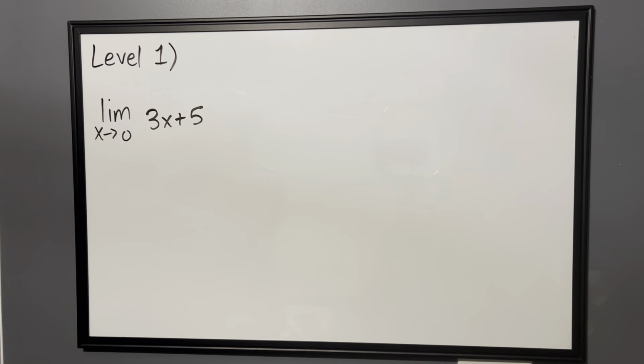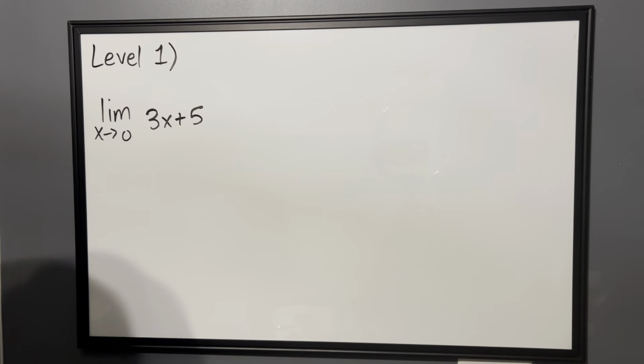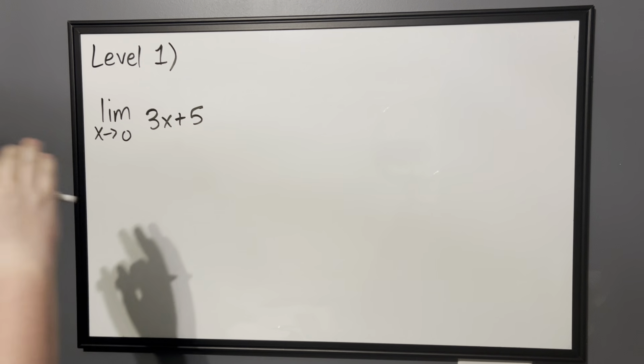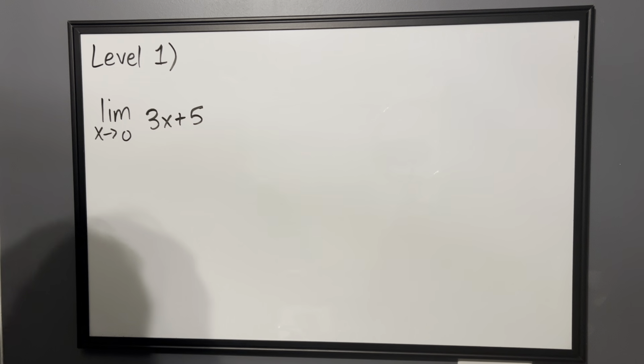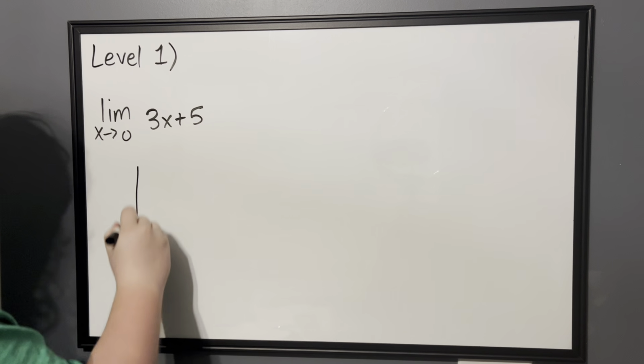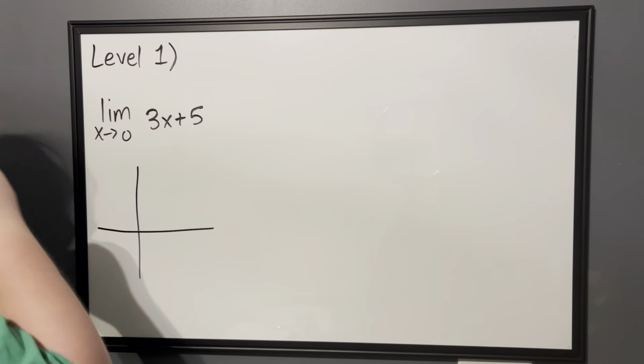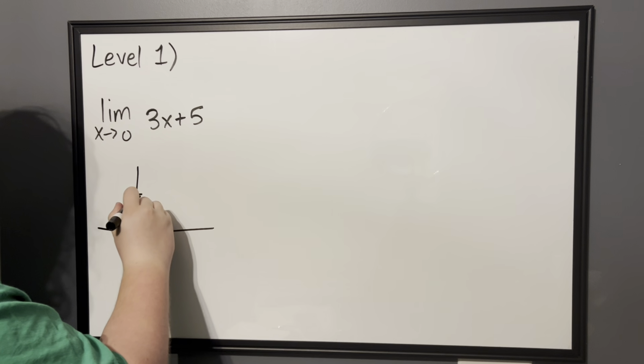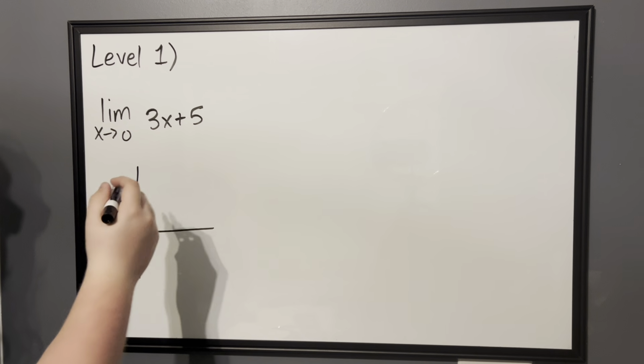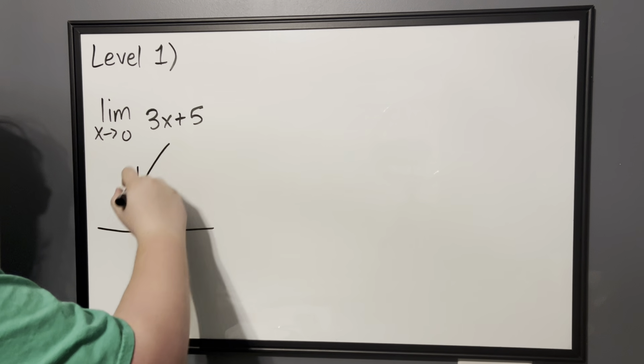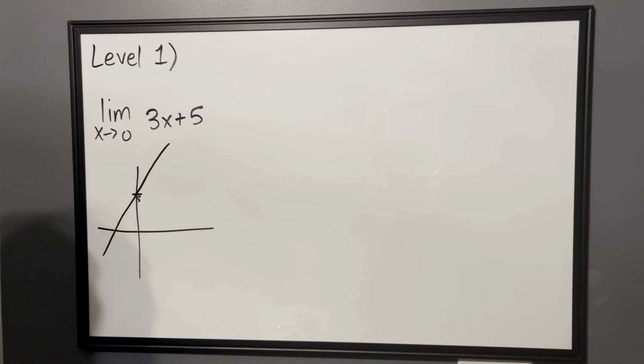So we have the limit as x goes to 0 of 3x plus 5. Now, 3x plus 5 is just a line, right? This is a linear function. So we could even graph this. So 3x plus 5, we'll say here is 5, and we have a slope of 3 going through that point. So we have this and this. That's a rough sketch of this line.